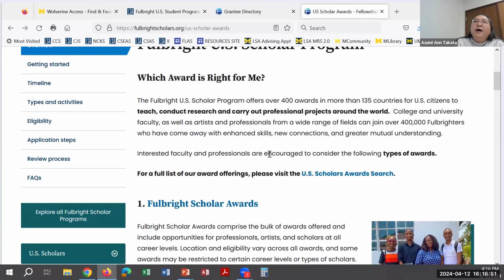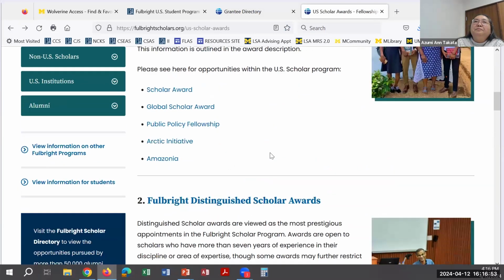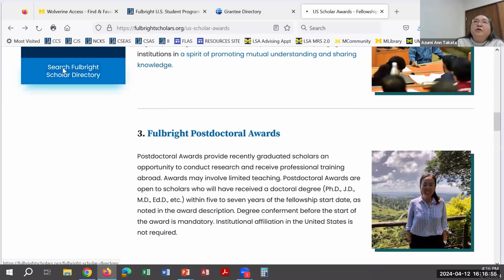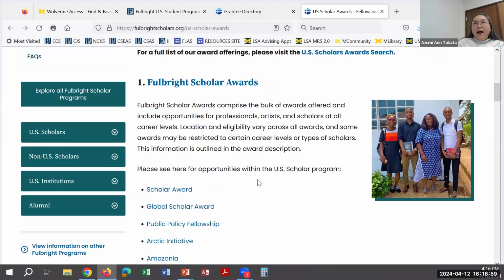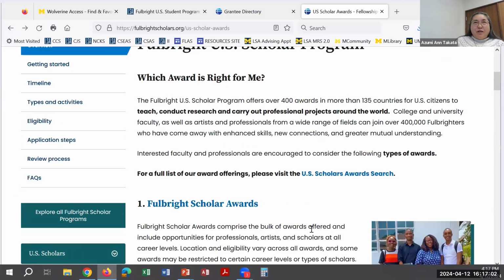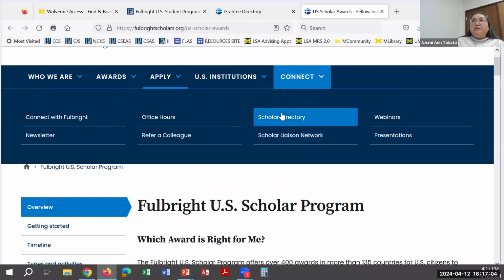Okay, search the Fulbright Scholar Directory. Anyway, it doesn't want to work here today, but the Scholar Directory is here. And again, this is a searchable directory where you can search for scholars, both the outgoing scholars, the American scholars who have gone to do research abroad, as well as international scholars who have come to the U.S. to do research. And again, this is another resource for you.